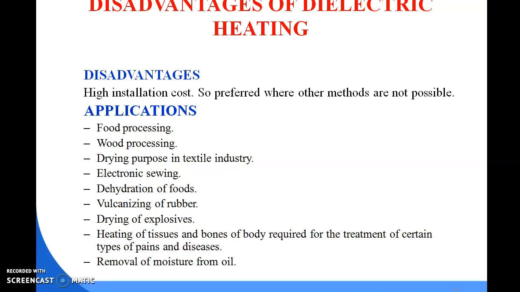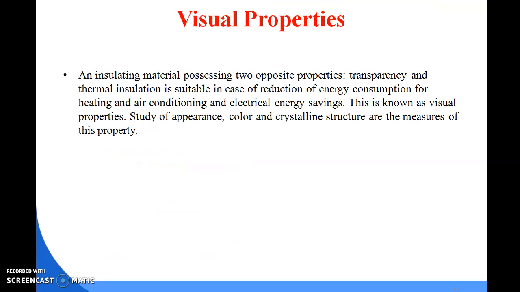Then come to the disadvantages of dielectric heating. The disadvantage of dielectric heating is high installation cost, so it is preferred where other methods are not possible. What are the applications of dielectric heating? Applications of dielectric heating are food processing, wood processing, drying in the textile industry, electronic sewing, dehydration of food, vulcanizing rubber, drying of explosives, heating of tissue and bones of the body required for treatment of certain types of pain and disease, and removal of moisture from oil. So these are the uses of dielectric heating.